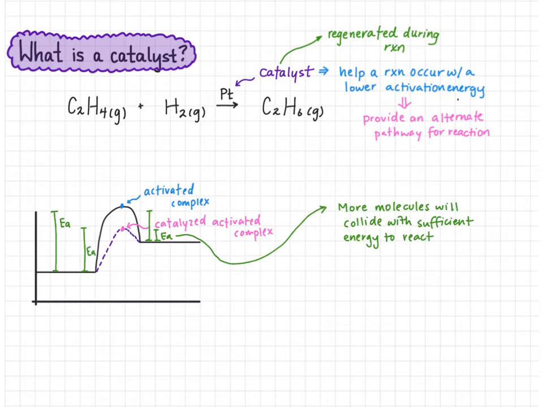And so on a potential energy diagram, a catalyst just looks like the exact same curve, but shrunken down a little bit. Really important to note, the enthalpy of our reaction does not change when a catalyst is added. So when a catalyst is added, it doesn't change the energy of the reactants or products, so the enthalpy of our reaction does not change.